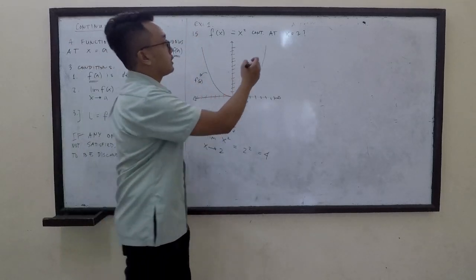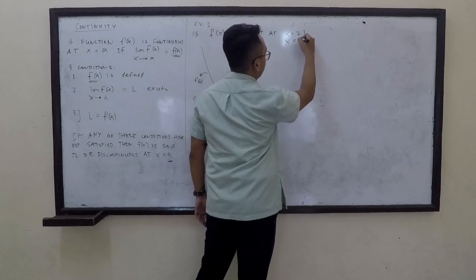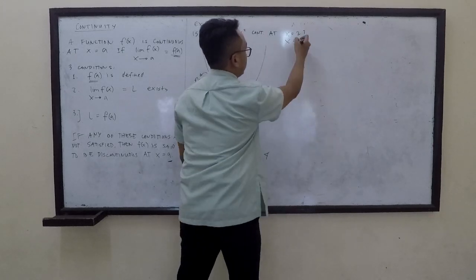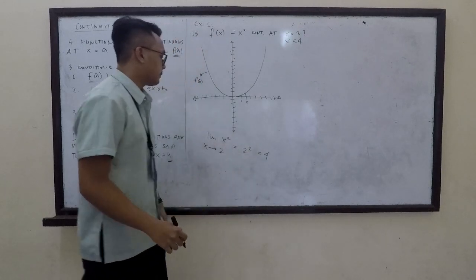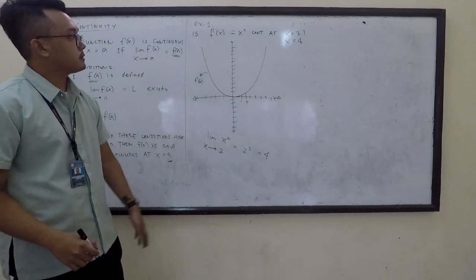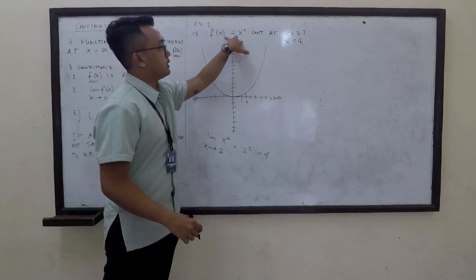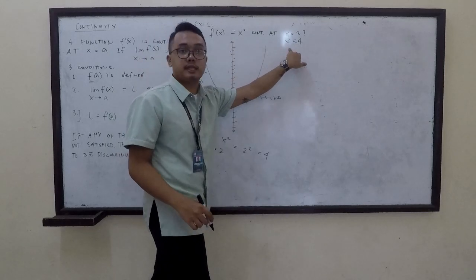So for example, we're going to add another, say x equals 4 or negative 4. Just an example. So we check whether this function is continuous at x equals negative 4.